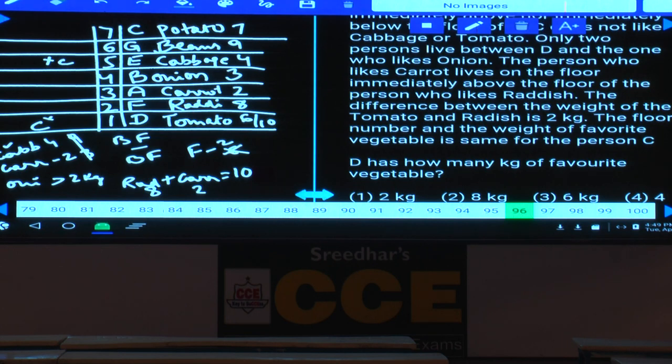Carrot weight is 2 kgs. Now the sum of these two is 10. Onion is more than 2. As onion is more than 2, now we have two squares: 2 and 4, and 3 and 9. If carrot is 2, cabbage is 4. If onion is 3, beans will be 9. Onion cannot be 2, because onion is more than 2 kgs, hence onion must be 3 kgs. Then beans will be 9. 3 and 9 are squares, and 2 and 4 are the other pair. Carrot is 2 and cabbage is 4. If carrot is 2, the sum of carrot plus radish is 10, so radish will be 8.